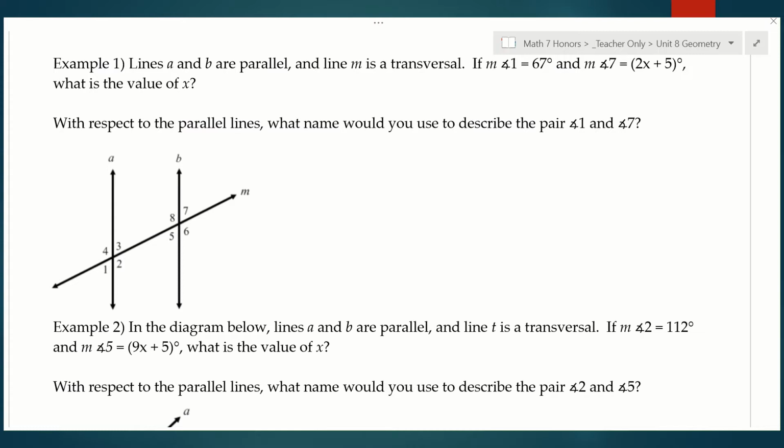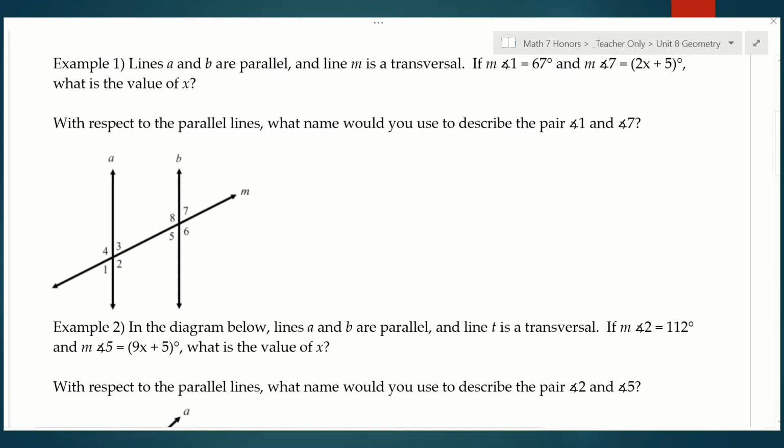along with some more notation that we're going to really focus on. Okay, so in example 1, it says lines A and B are parallel, and line M is a transversal. If the measure of angle 1 is 67 degrees, and the measure of angle 7 is 2x plus 5 degrees, what is the value of x? Okay, so a lot going on there. Again, they have to tell you A and B are parallel, otherwise the relationships that we've learned don't work. And then they're just telling you that line M is in fact a transversal, meaning it's intersecting your 2 parallel lines. So they give us the measure of angle 1.